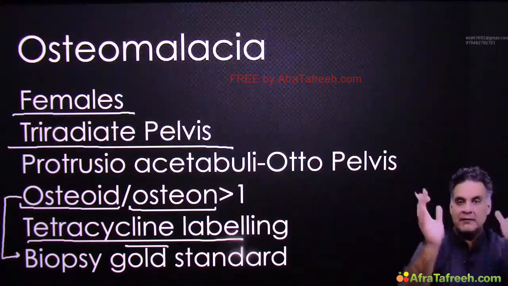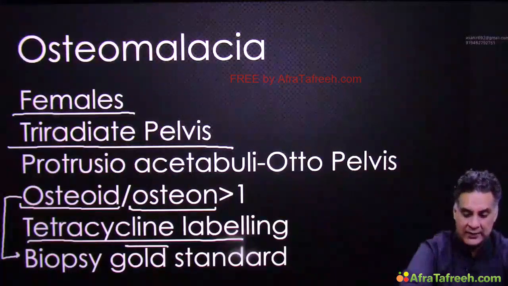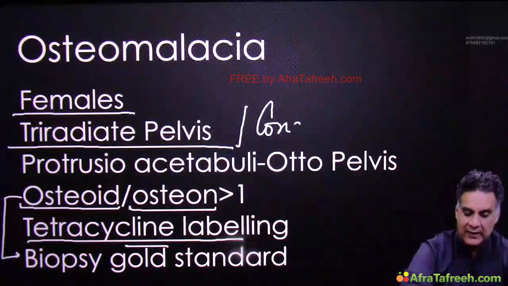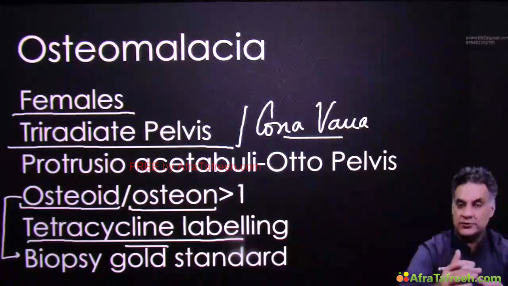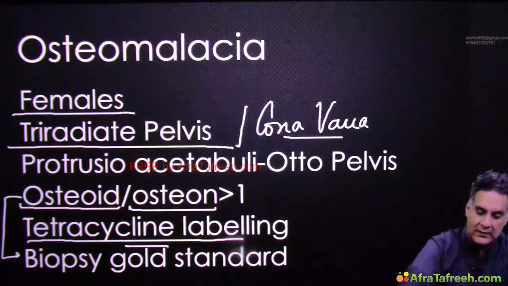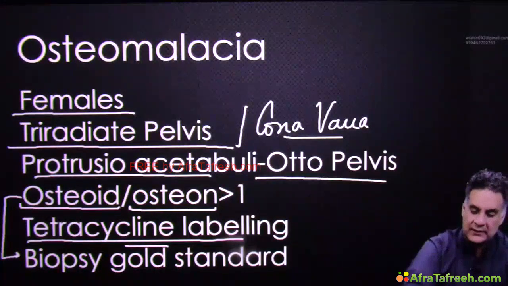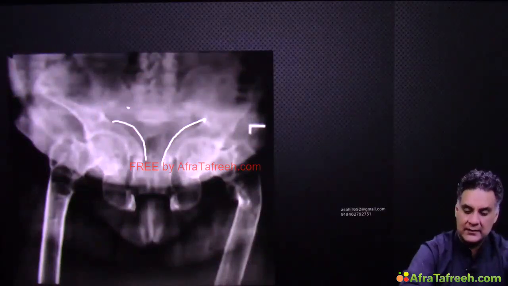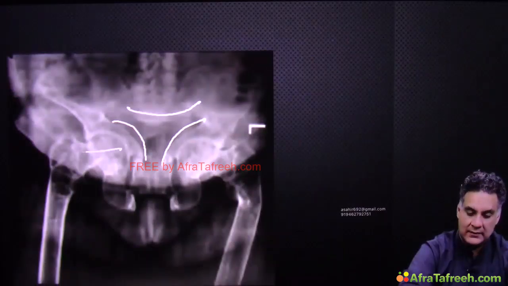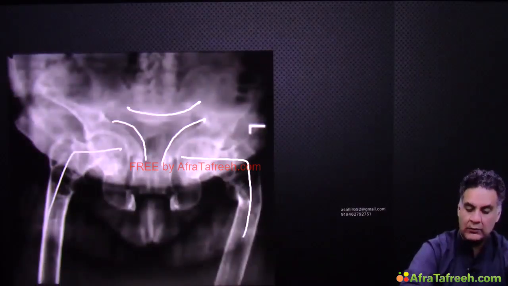Triradiate pelvis, the pelvic inlet appears like a triangular shape. There is coxa vara. The acetabulum is pushed inside because it's soft. When it's bilaterally pushed, it's called protrusio acetabuli. That's how it looks. Protrusion of the acetabulum on both sides, triradiate pelvis, coxa vara, hollow bone.